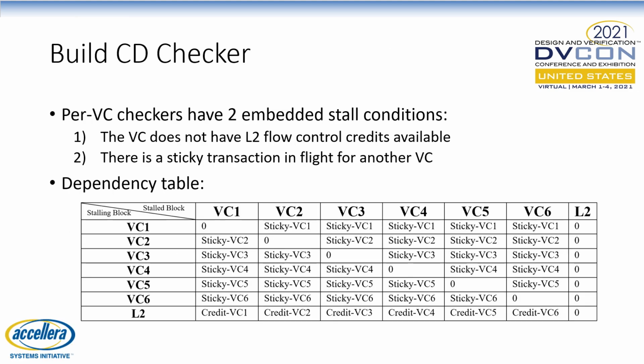Here is the dependency table for the collection of virtual channels, which captures the stall conditions for each channel, which are: there is a sticky transaction in flight for any other channel, or the channel does not have any L2 flow control credits available.